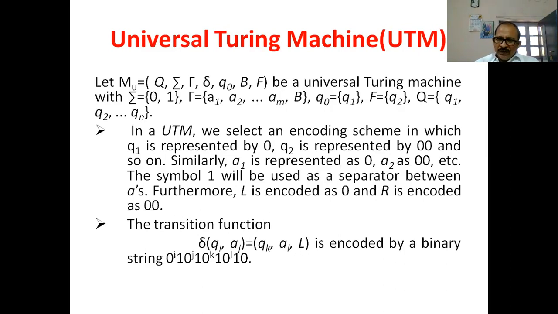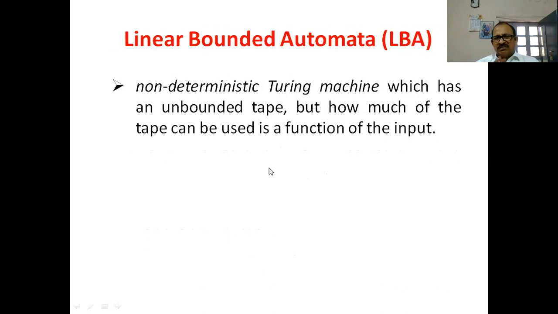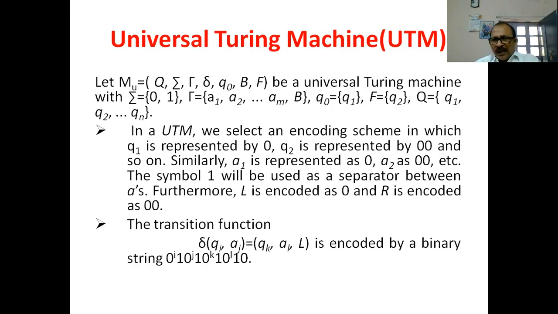So with the help of this encoding scheme, you can convert each transition function of a Turing machine. Okay, understood?